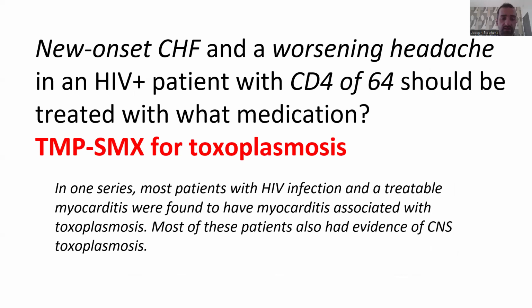Next question, new onset heart failure and a worsening headache in HIV positive patient with a CD4 of 64 should be treated with what medication? The answer is Bactrim, and you are treating for toxoplasmosis, which can cause encephalitis, obviously, and also can cause a dilated cardiomyopathy or myocarditis.